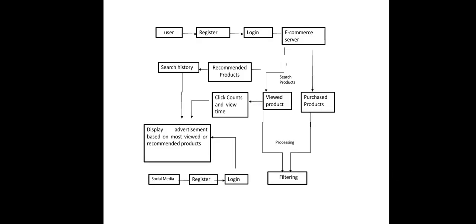Architecture diagram. The user first has to register and then log in to the e-commerce server. The e-commerce server will display the products. The user views the products and purchases the products. These product click counts will be saved in the module.